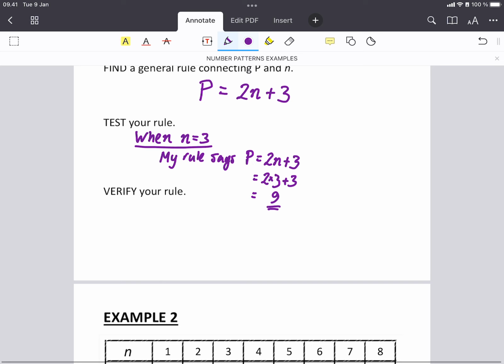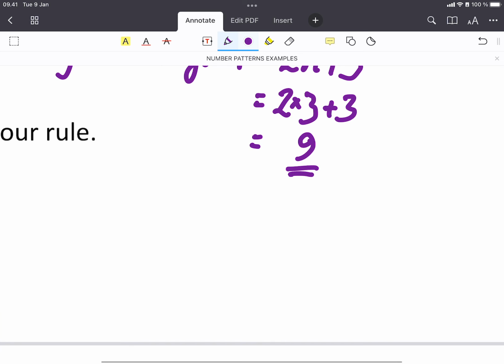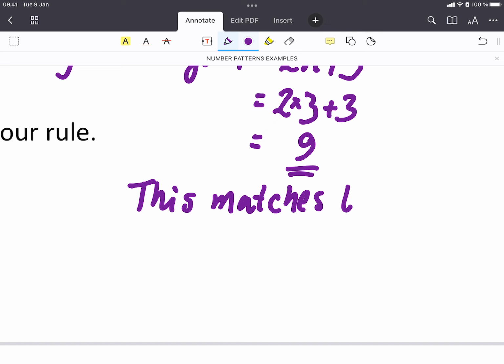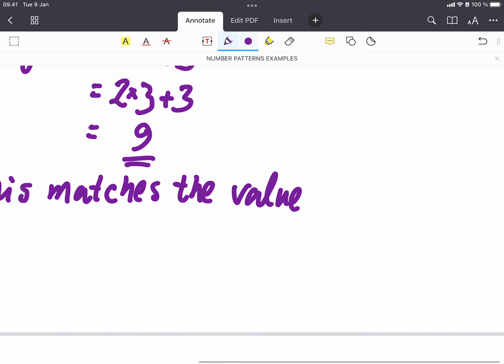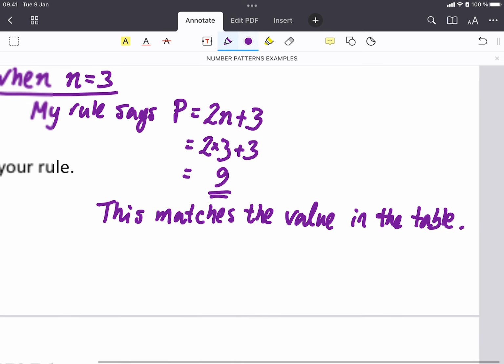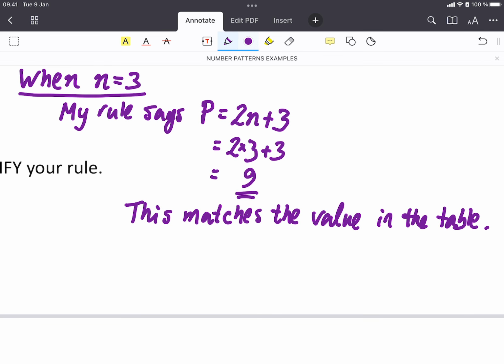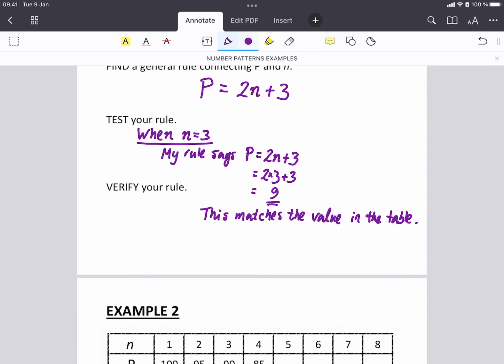And we need to make that observation in the exam. So this matches the value in the table. And there's often a mark just for writing that bit at the end that compares the value that you got and checks that it matches the value in the table. Okay, so in an exam situation, I might do that a couple of times.